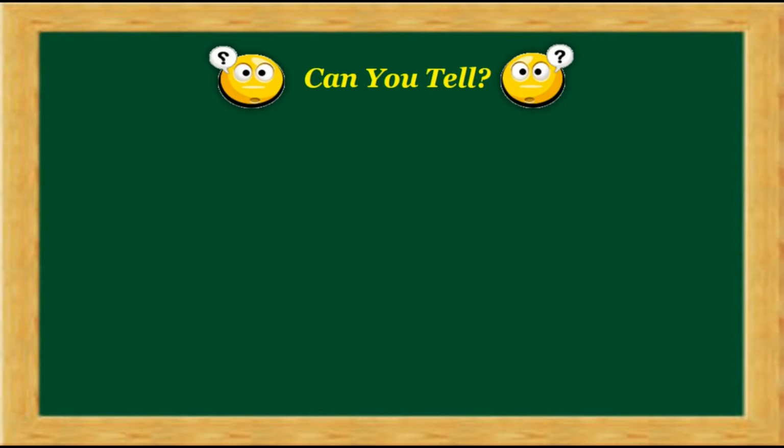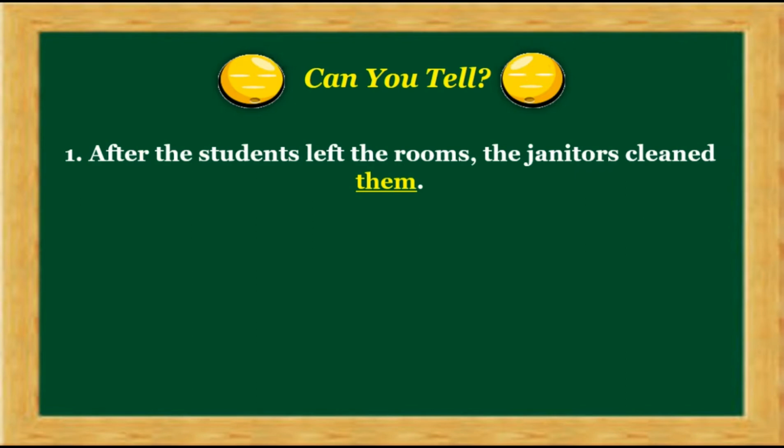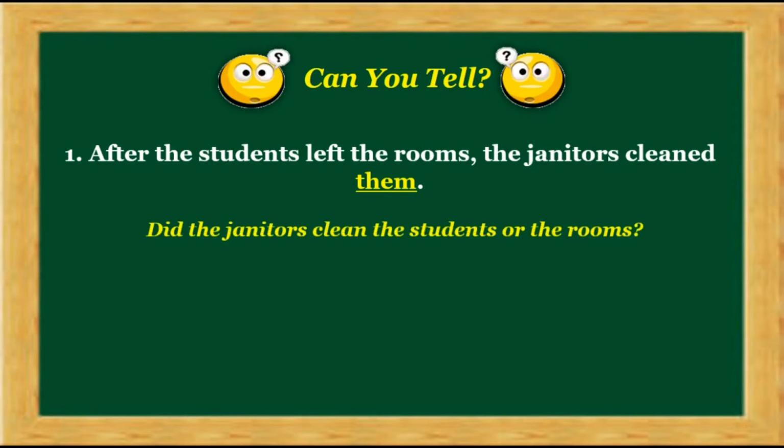Let's read and analyze sentence number 1. After the students left the rooms, the janitors cleaned them. Did the janitors clean the students or the rooms? In that sentence, your common sense tells you the janitors cleaned the rooms and didn't clean the students. Sometimes, you can count on context or common sense to help figure out which pronoun goes with which antecedent. But you shouldn't have to.